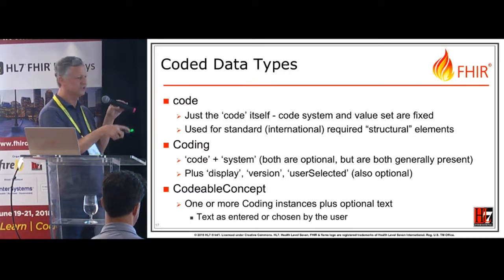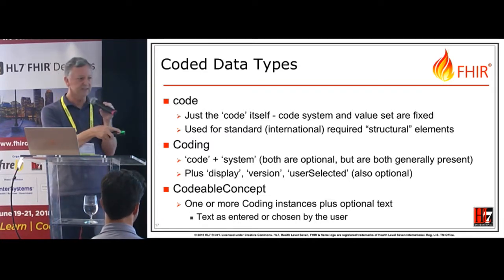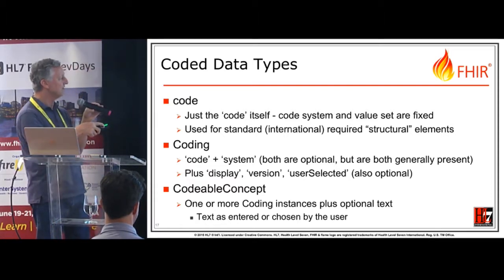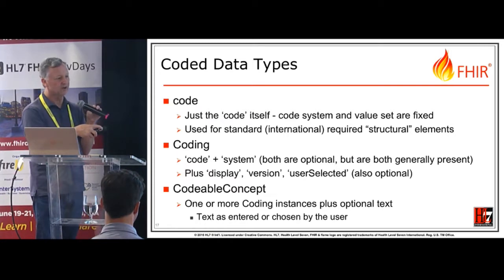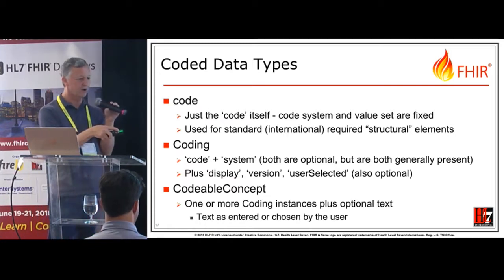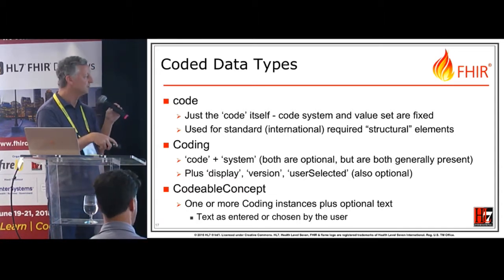So the code, it's just the code. It's nothing else. Just one thing. The code system and the value set are fixed. They're fixed when you do the binding, and you don't have any flexibility to change that. We use them for things that are really standard, that are internationally standard, required for everybody to use everywhere that's using FHIR. Typically in structural kinds of things.